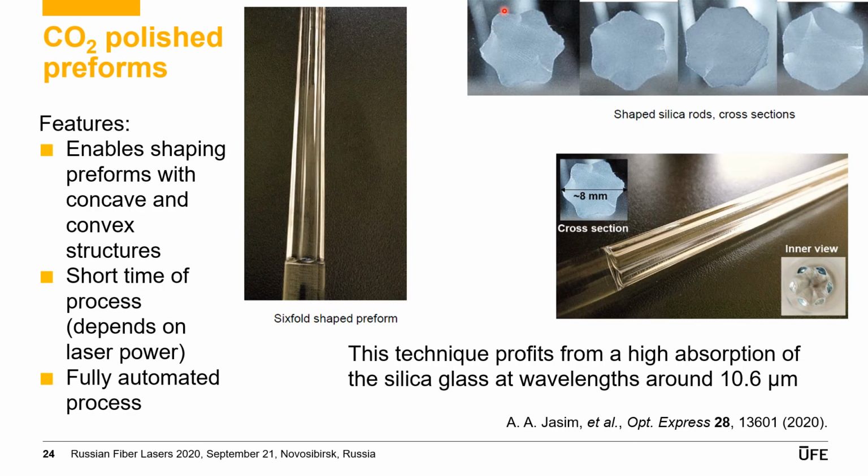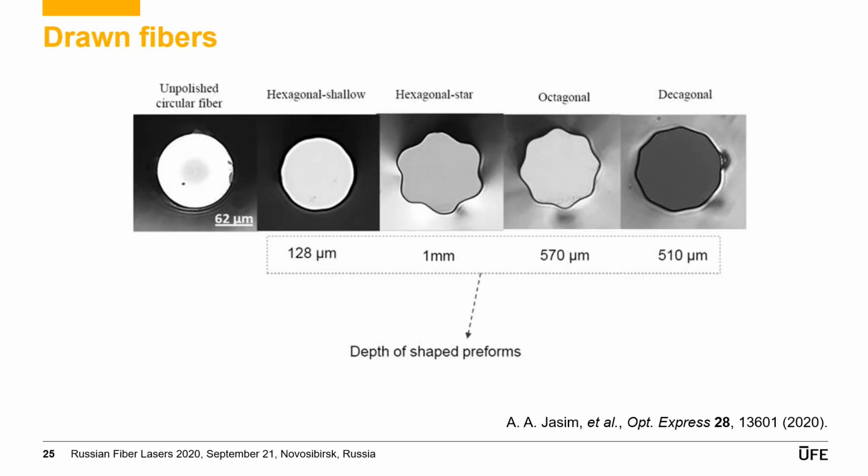This technique allows shaping preforms with concave and convex structures. It offers a short process time, depending on laser power, and it is a fully automated process. You can see a couple of cross sections of drawn fibers: hexagonal with shallow grooves, hexagonal with deep grooves, octagonal or decagonal cross section.